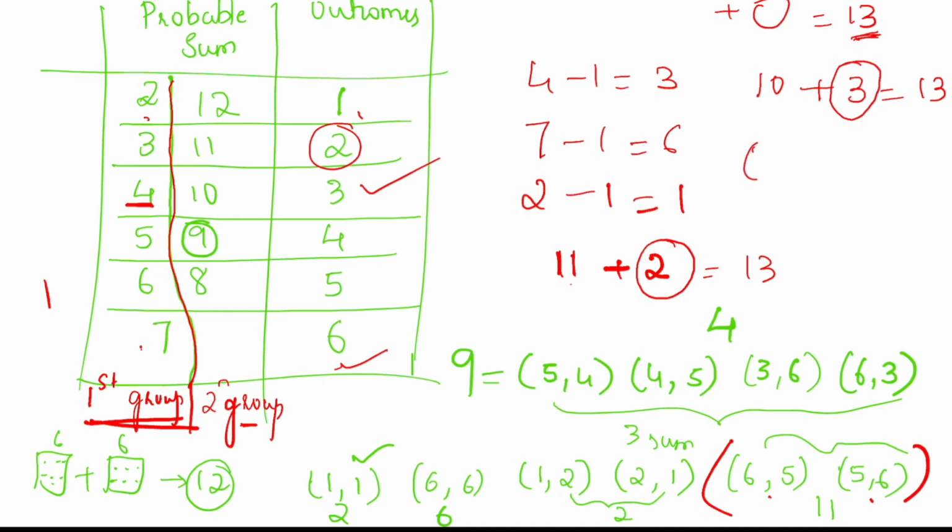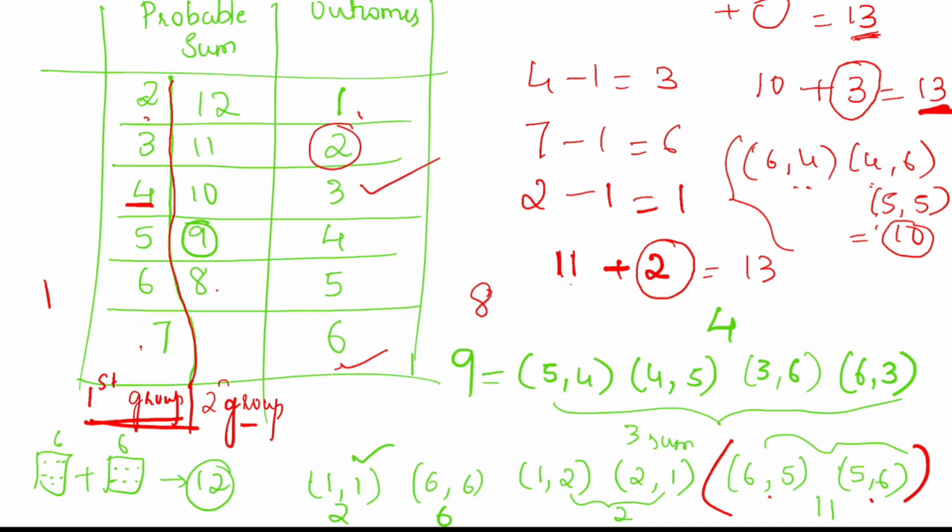How is that? See here, 6 plus 4 is 10, 4 plus 6 is 10, and 5 plus 5. Can you get any other outcome other than these? No. So only these 3 outcomes can give us sum 10. How did we get that? By adding 3 to 10, we get 13. Similarly, if we want the sum to be 8, by adding how much to 8 will we get 13? By adding 5, we get 13. Therefore, to get sum 8, we will have 5 outcomes.